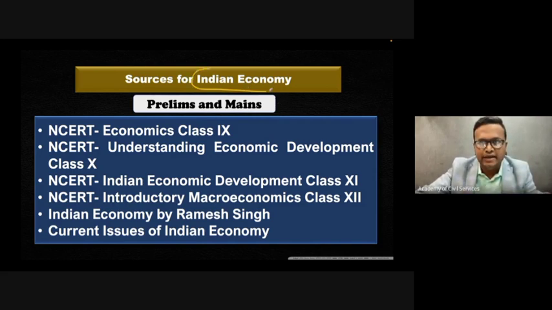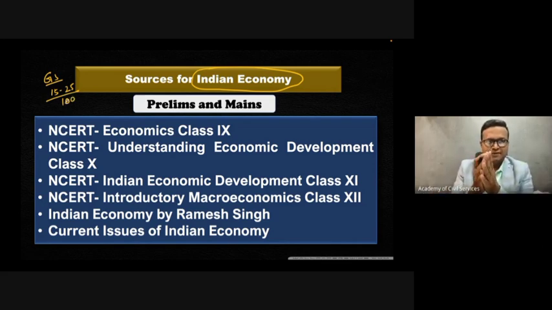Indian economy is relevant for both prelims and mains of Indian civil services. In the prelims examination, in the GS paper 1, out of 100 questions, we used to get 15 to 25 questions from the subject Indian economy. Definitely, as you know, when we prepare for the Indian civil services examination, our approach, strategy, and outlook towards this examination we have to change from the other exams.